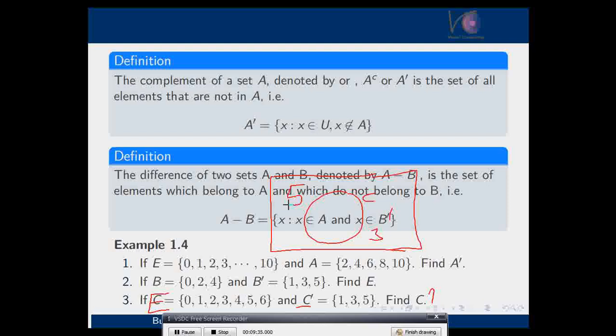The remaining elements: you have 0, you have 2. What else? 1, we already have 1 outside, so this is not a 1. So you have 0, 2, 4, and also 6. These are the elements that you have under set C. So set C is going to be 0, 2, 4, and 6.